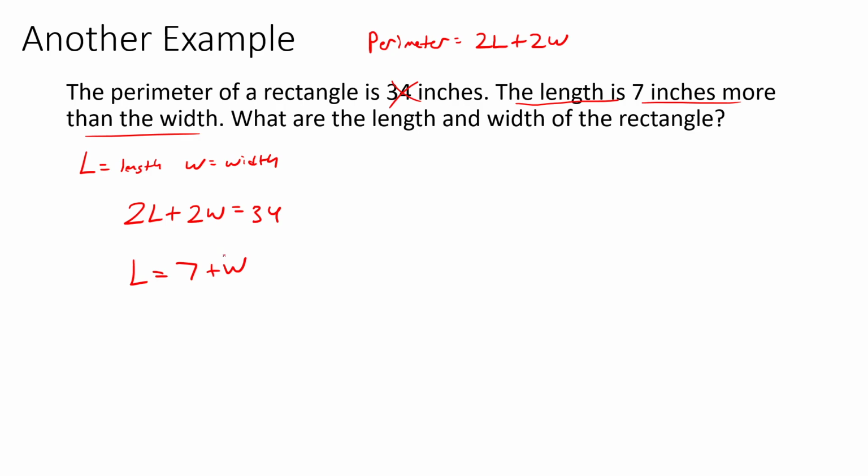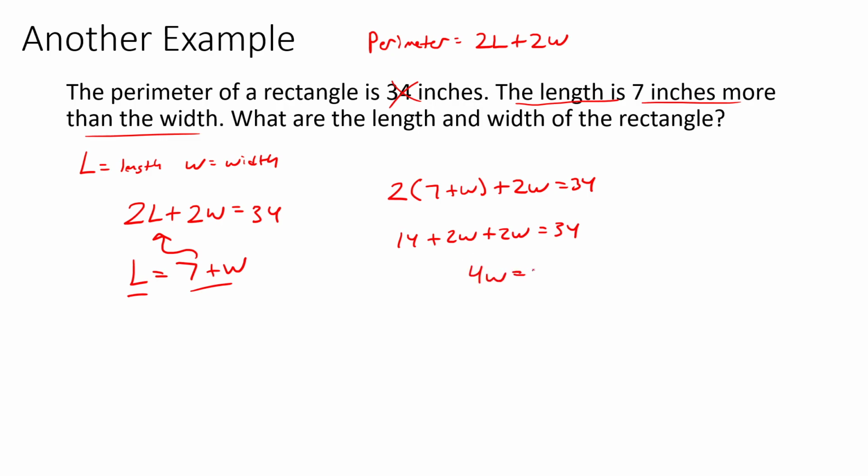All right, now you're going to solve. Easiest way, again, is substitution. So over here, where there was an L in the other equation, I'm going to replace it with 7 plus W. And go ahead and solve. I'll go a little faster this time. Okay, combining like terms, skipping a couple of steps, we end up with this. We end up with W equals 5 inches.